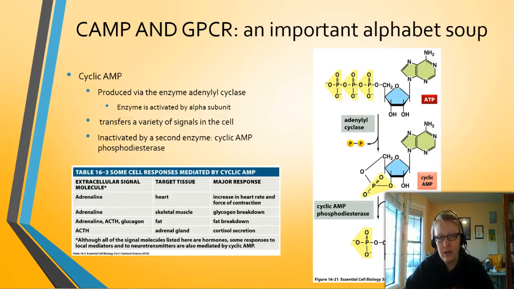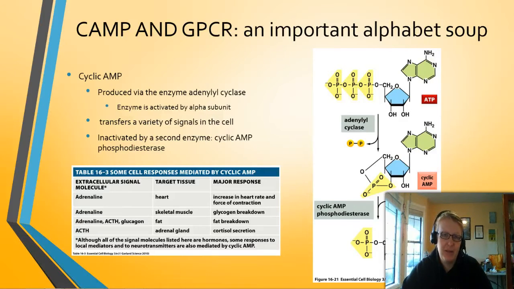And there's other roles it has in the body as well. It's not just tied to GPCRs, but cyclic AMP has a huge role. What cyclic AMP is, and you can see this here in this picture on your slide, is this middle molecule that has this triangle-shaped structure on the side of it.